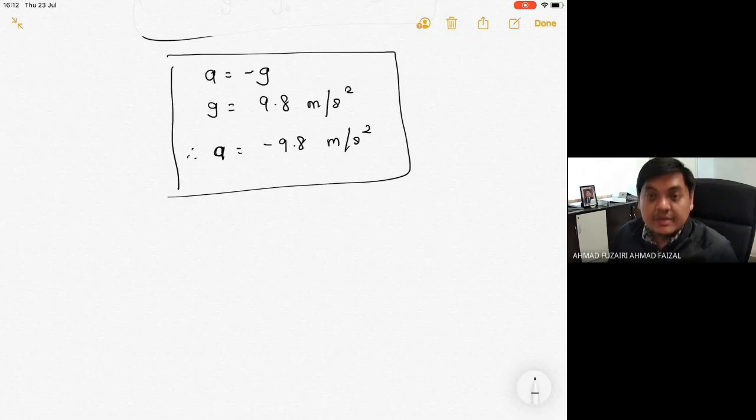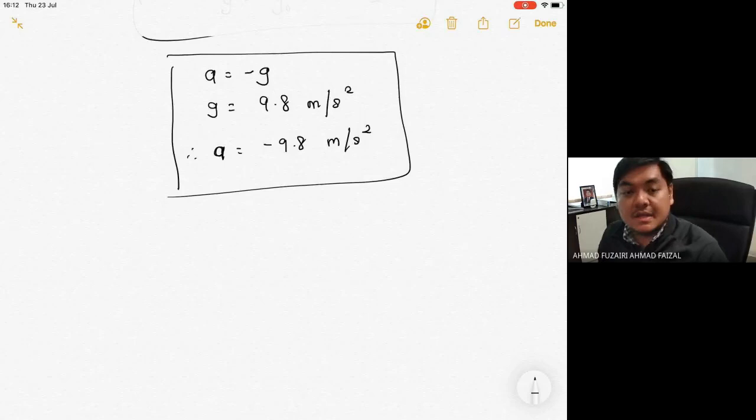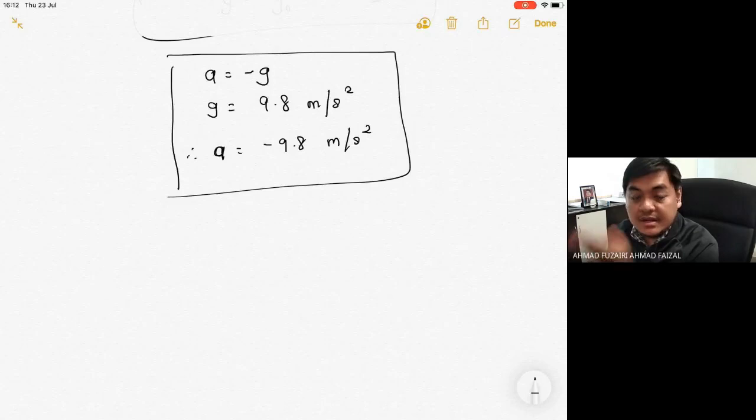Okay. Sebelum ni dalam yang before this, katalah tadi kita tengah buat pasal trooper dengan car tadi. So, we will only learn acceleration but not 9.8. Okay, the acceleration we need to calculate, we need to find or maybe is given inside the questions. But on this part, the acceleration will be equivalent to the gravitational acceleration. So A bersamaan dengan negative 9.8.